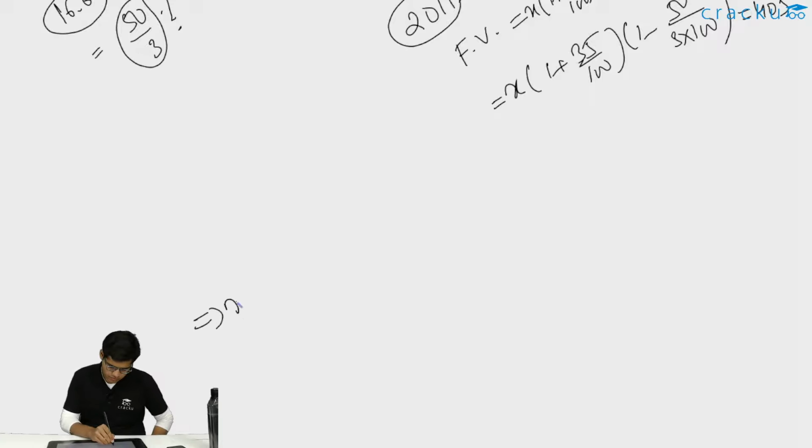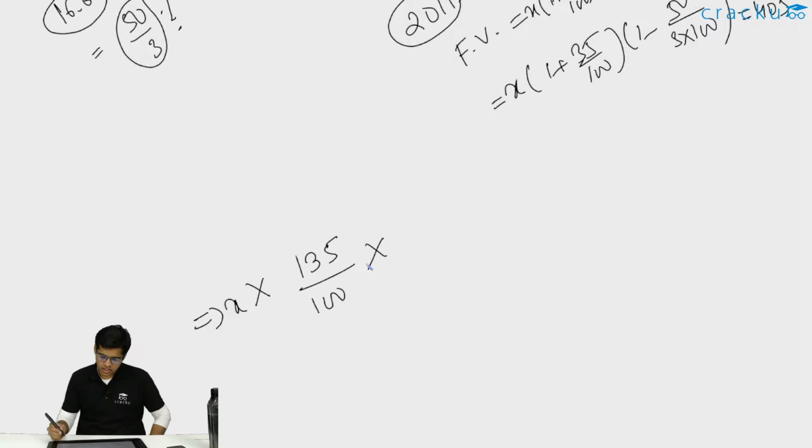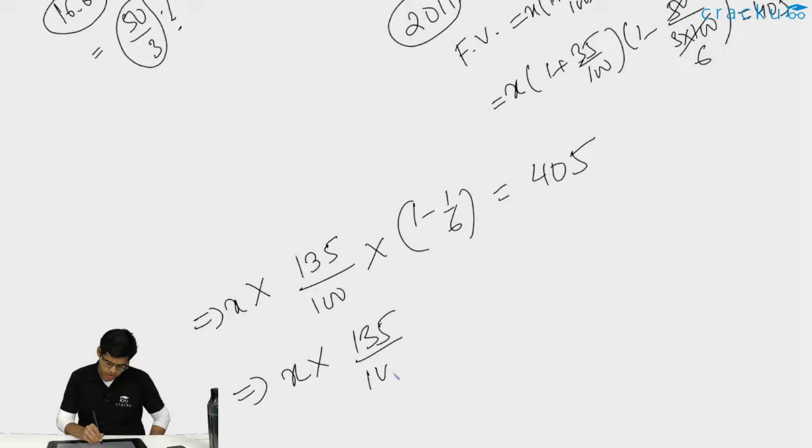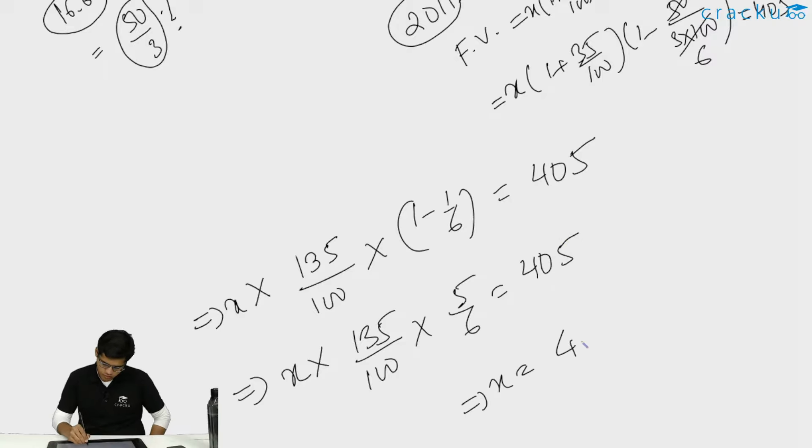Let's solve it. So 100 plus 35, which is 135, divided by 100, multiplied by, here it is 50, here it is 300. So it will be 1 by 6. So it is 1 minus 1 by 6 equals 405. Or X into 135 by 100 equals 5 by 6 into 405. So X will be what? X will be 405 into 6 into 100 divided by 5 into 135.